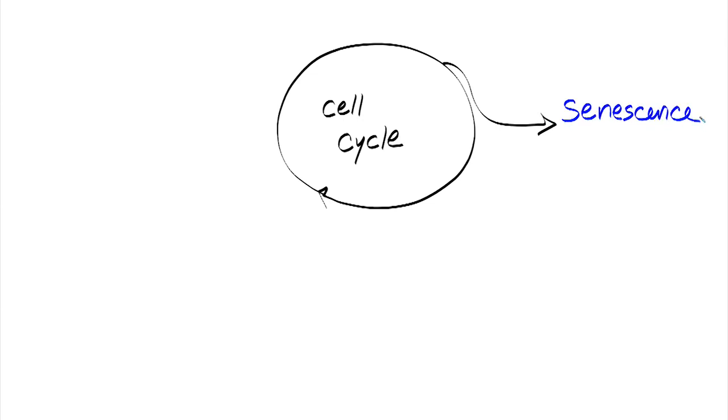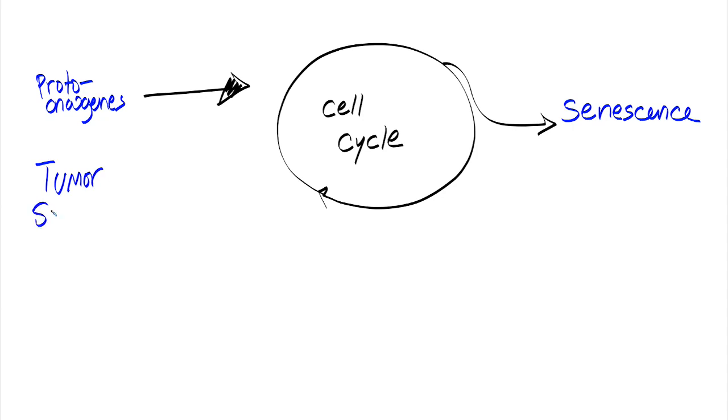For the rest of the cells that continuously divide, such as your intestinal cells, there are a set of genes that either promote or inhibit cell division. Genes that encode proteins that promote cell division under the right circumstances are known as proto-oncogenes, and genes that encode proteins that prevent cell division are known as tumor suppressor genes.